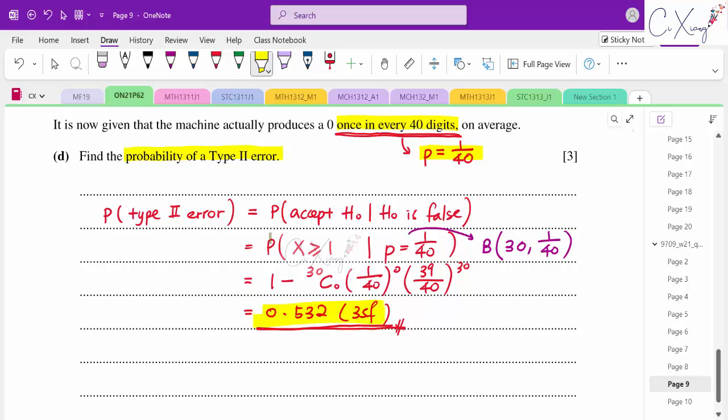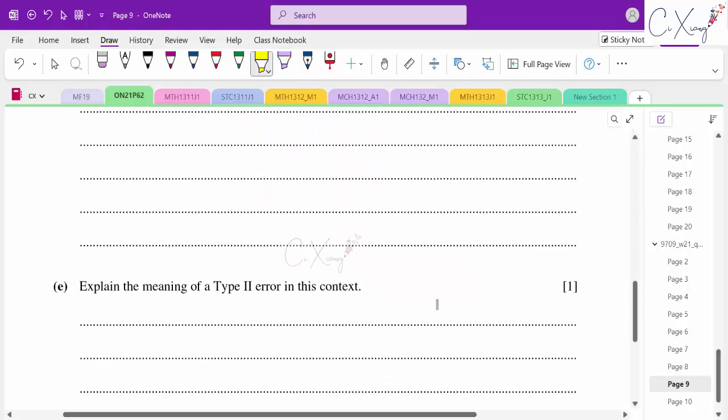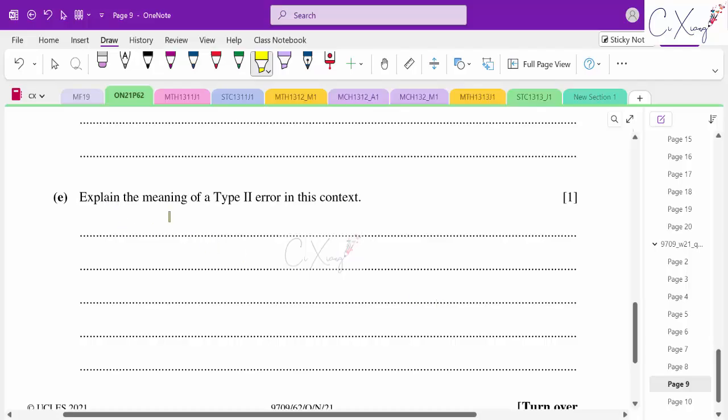Right? Then again, to calculate the type 1 and type 2 error, you need to at least remember the definition of it. Only then do you know how to continue with the calculation. Alright, then last part for this question, part E: explain the meaning of type 2 error in this context.